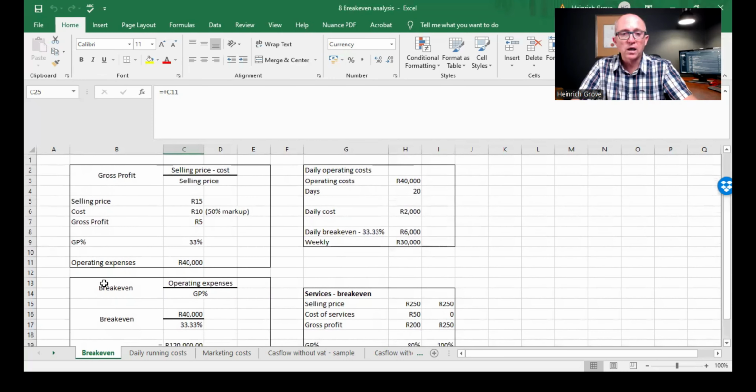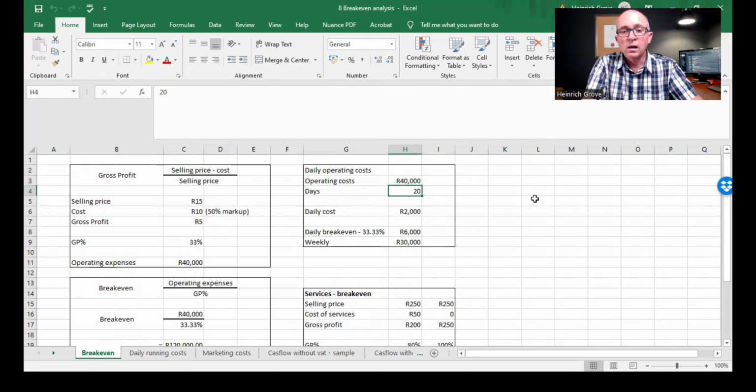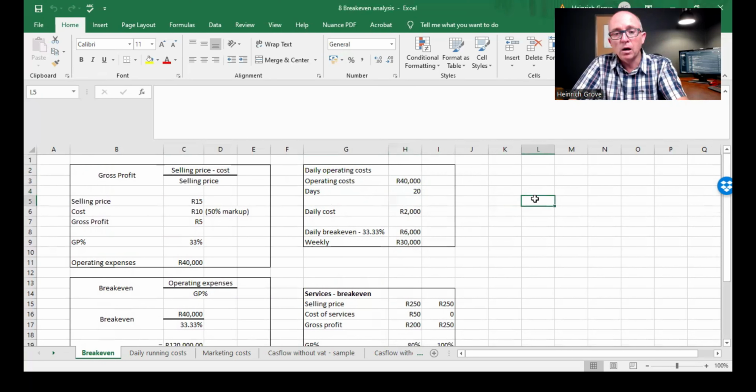So here on the right hand side, there are one or two things that are also really, really important. Daily operating costs. If you look at your operating cost, if it's 40,000 Rand, let's say for instance you trade for 20 days in a month, then your daily operating cost works out to 2,000 Rand. So if you look at your daily break even on the same calculation that we had over there, it means that you would have to sell 6,000 Rand a day just to cover your basic operating expenses.